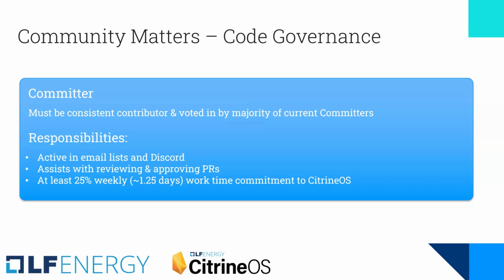The other role is committer. Committers do have responsibilities, and in turn, they do have some say in the future of the project. In order to be a committer, you must be active on the email lists and the Discord. You must assist with reviewing and approving PRs, and at least 25% of your work week must be committed to CitrineOS in some way.